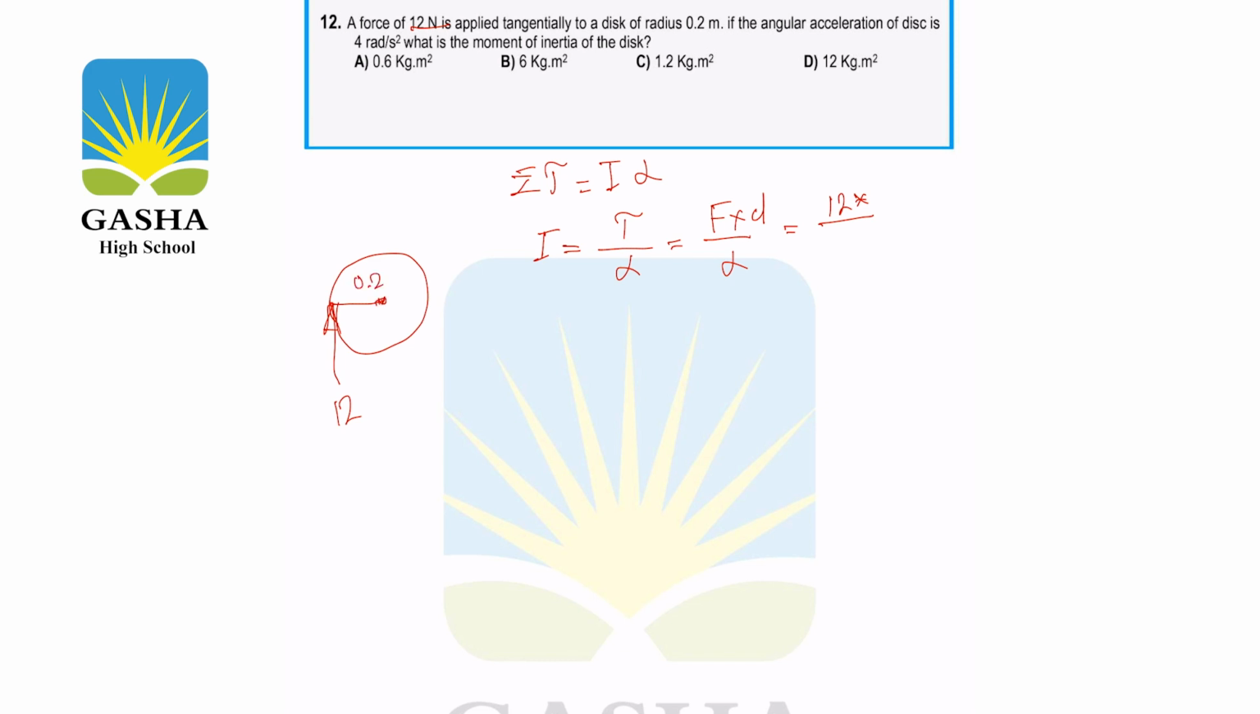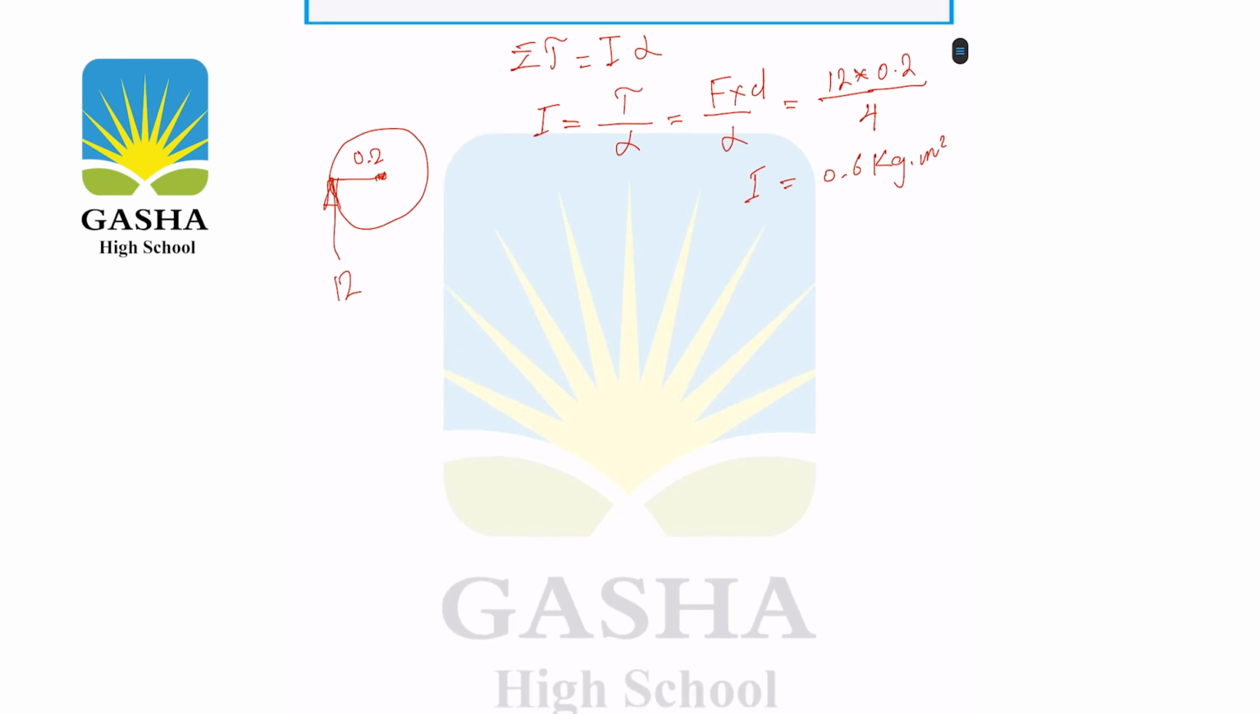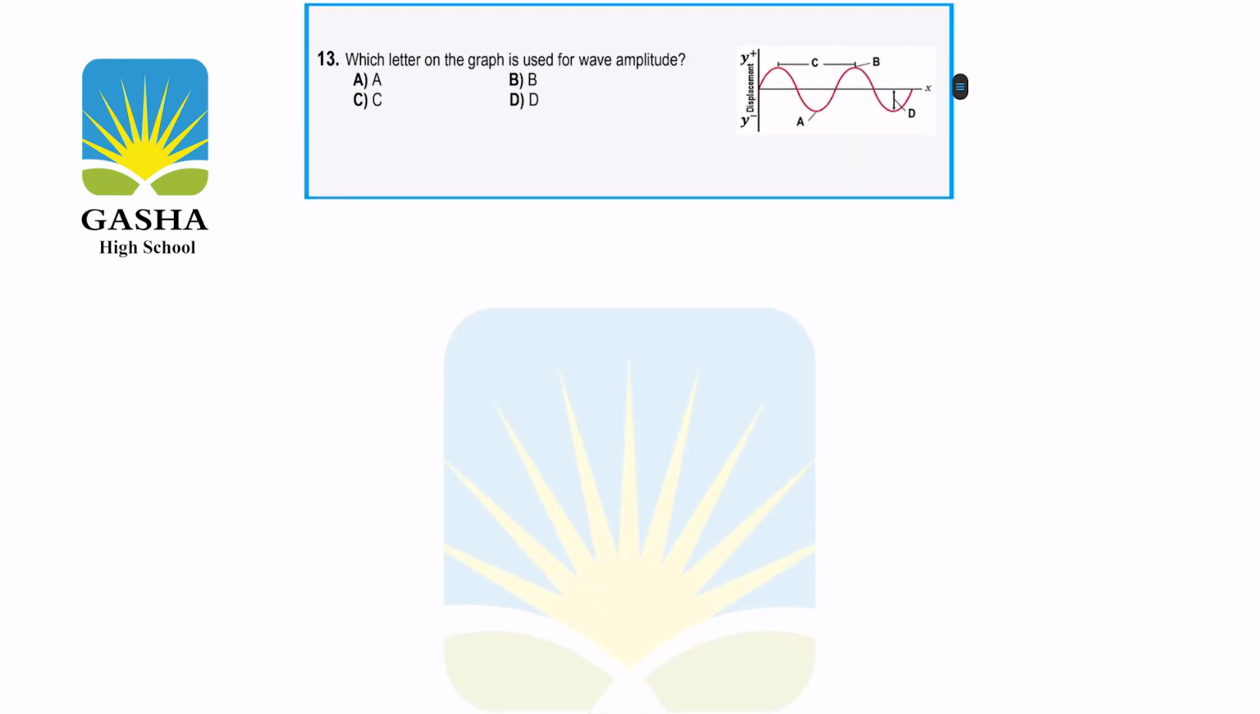We already know that the force acts tangentially on this disk, 0.2 meter away from the center. So 0.2 is the distance of the applied force from the axis of rotation, divided by alpha, and alpha is 4 rad per second square. The result is 0.6 kilogram meter square, which is A, and that is the correct answer for question number 12. Let's move on to question number 13.